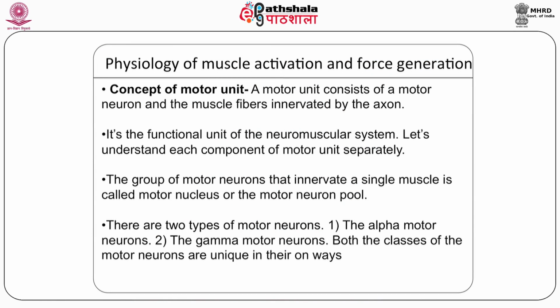The concept of motor unit is that the motor unit consists of a motor neuron and the muscle fibers innervated by the axon. It is the functional unit of the neuromuscular system. Let us understand each component of motor unit separately. The group of motor neurons that innervate a single muscle is called motor nucleus or the motor neuron pool. There are two types of motor neurons, the alpha motor neurons and the gamma motor neurons. Both the classes of the motor neurons are unique in their ways.